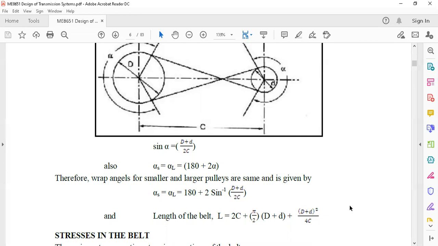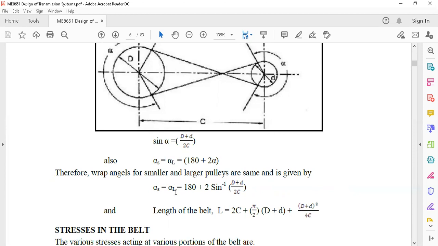And the formula which is derived for the length of the belt is L equal to 2C plus alpha, pi by 2 into (D plus d) plus (D plus d) whole square divided by 4C. The only change between open and cross belt drives is the notations. Another thing to note is that alpha s is equal to alpha l in crossed belt drives, but in open belt drives they are not equal.